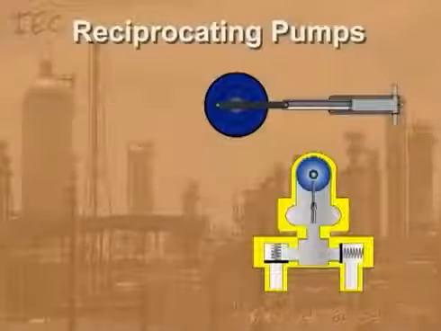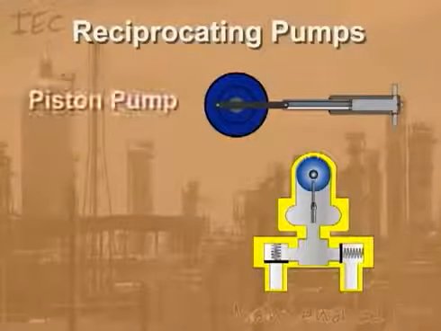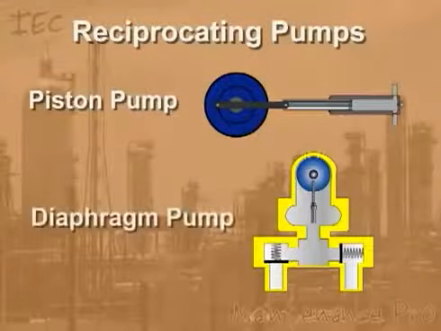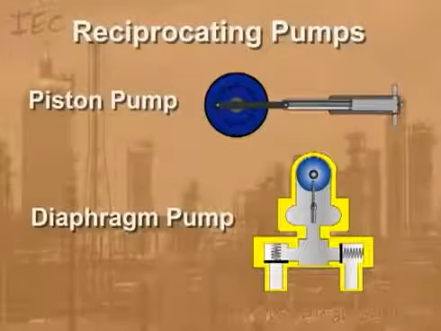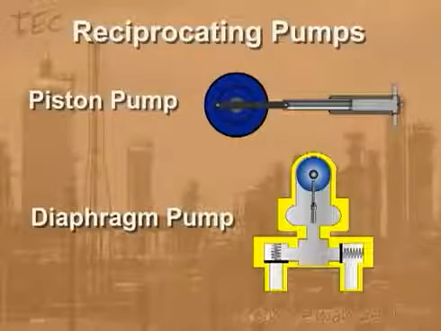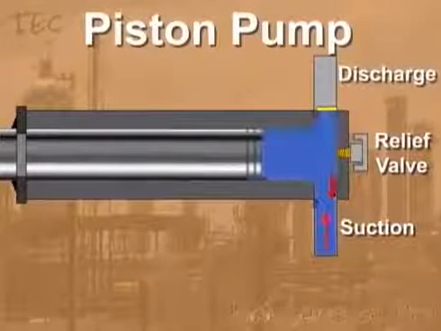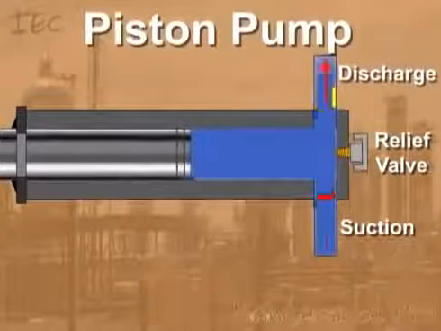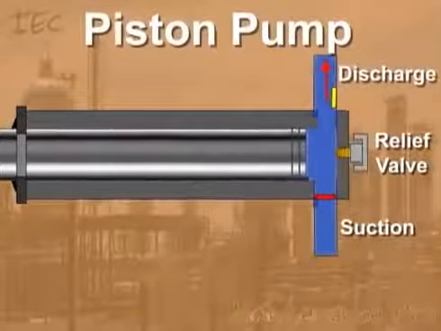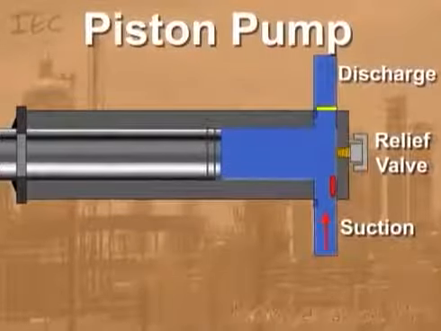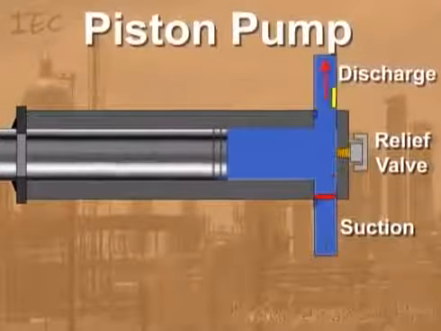There are two general types of reciprocating pumps, the piston pump and the diaphragm pump. These types of pumps are operated by using a reciprocating piston or diaphragm. The liquid enters a pumping chamber via an inlet valve and is pushed out via an outlet valve by the action of the piston or diaphragm.